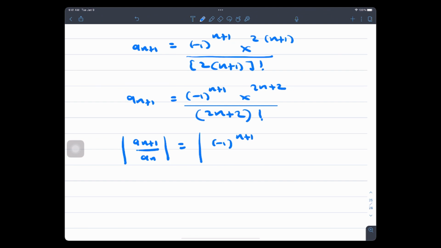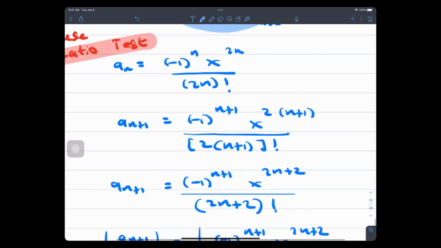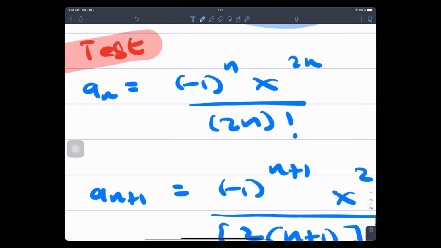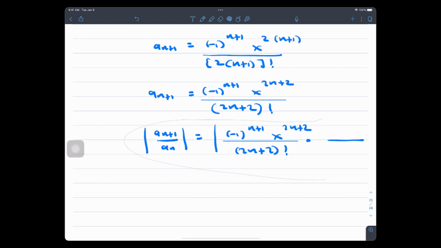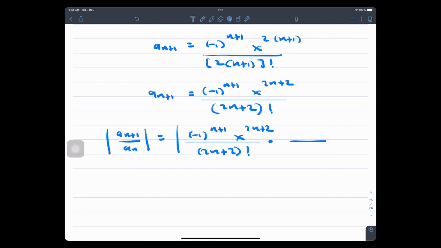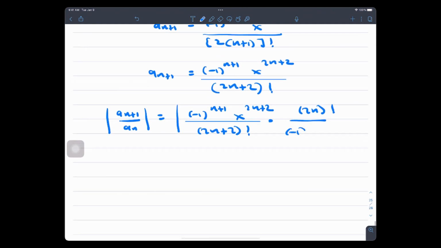So remember what I do whenever I have a fraction, to save some time. What do you want to do to save some time? You multiply by the reciprocal of a_n right here. That's the same as dividing by a fraction. So what's the reciprocal of a_n then? Isn't that going to be 2n factorial? So it looks like this is 2n factorial as a numerator, and negative 1 to the n, x to the 2n.